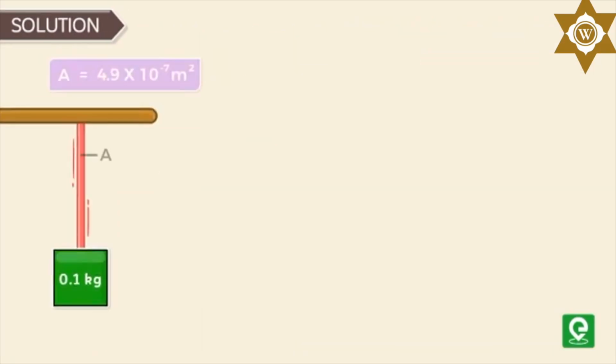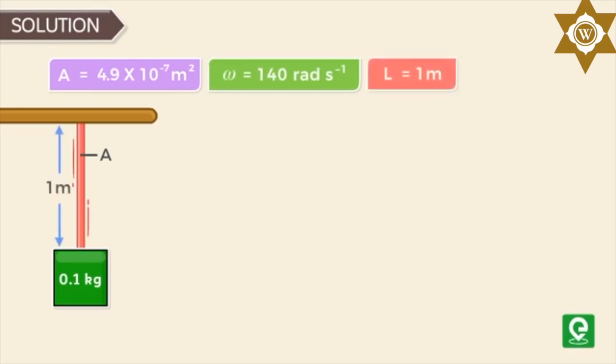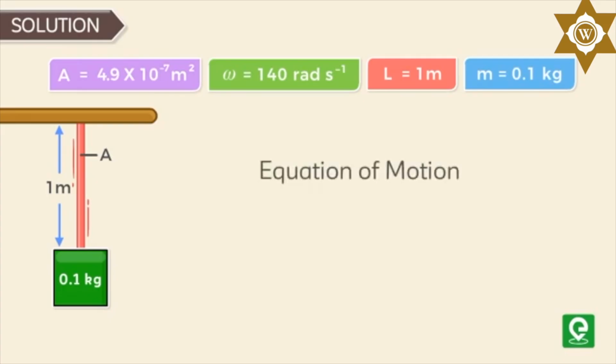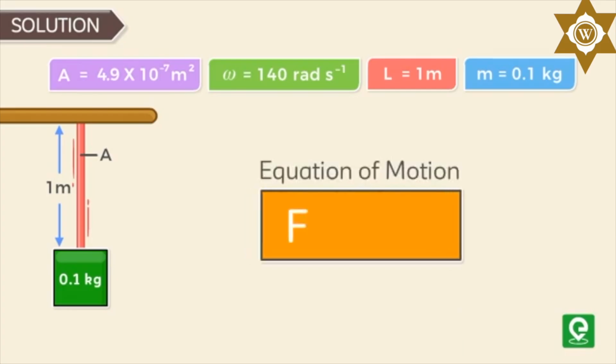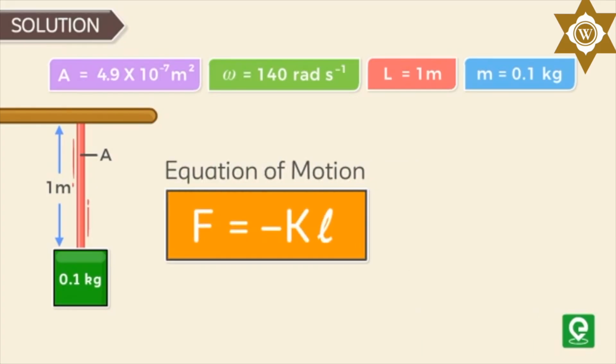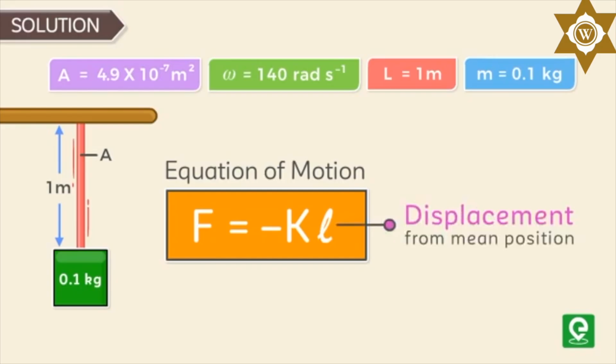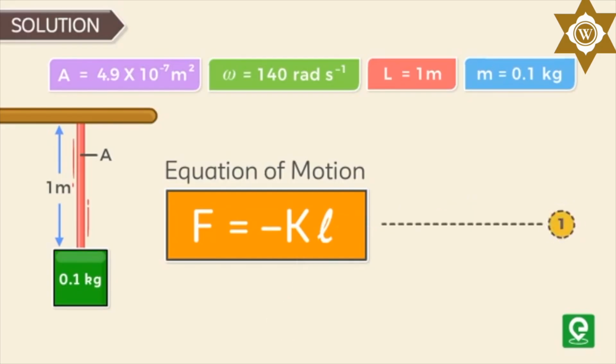Solution: we are given area equal to 4.9 into 10 to the power minus 7 meter square, angular frequency is 140 radian per second, length of wire is 1 meter, and mass of the object equal to 0.1 kg. If the particle is performing SHM, then the equation of motion is given by force equal to minus K L, where L is the displacement from mean position and K is the SHM constant. Let's call this equation 1.